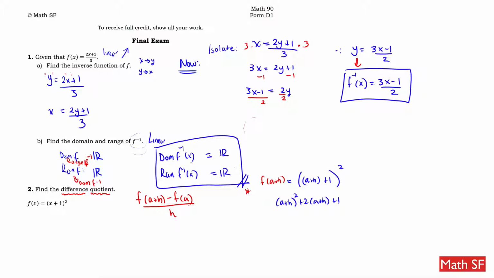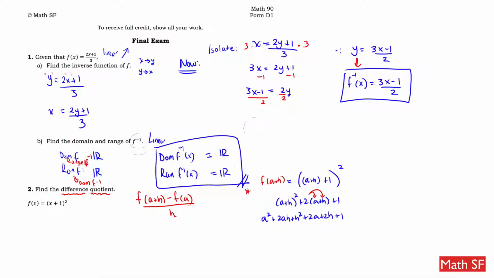And now this is a binomial inside as well. So it'll be a squared plus 2ah plus h squared. Now I'm going to FOIL this guy here. I'll get 2a plus 2h plus 1. So that will be your f of a plus h.